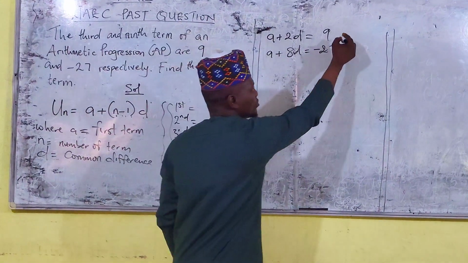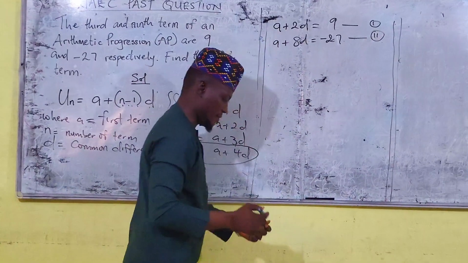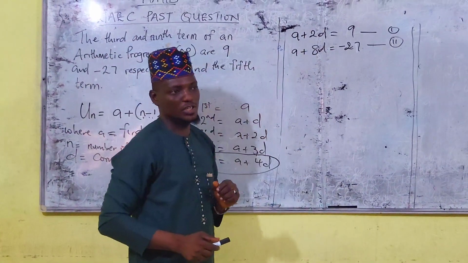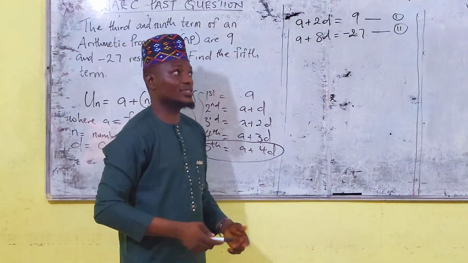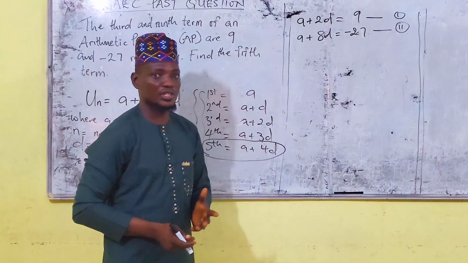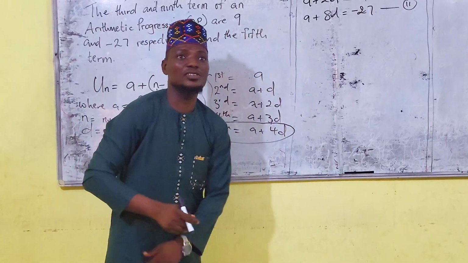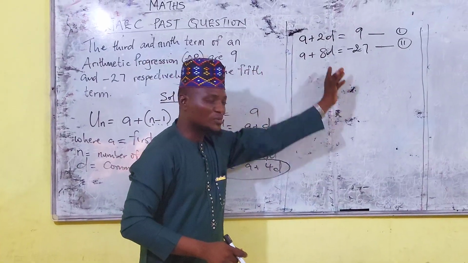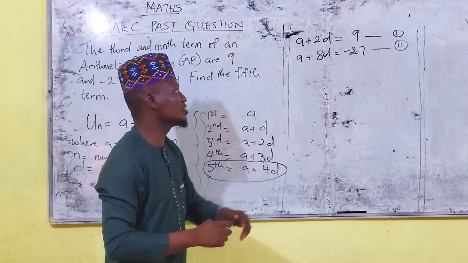So you can name this one equation 1 and equation 2. Now, from here, we solve simultaneously. When you are solving simultaneously, we have 3 methods, a general method for solving simultaneous equations. You can use your substitution method, you can use your elimination method, and you can even use your graphical method. But here, you can use either substitution or elimination method. I would prefer to go for the substitution method.